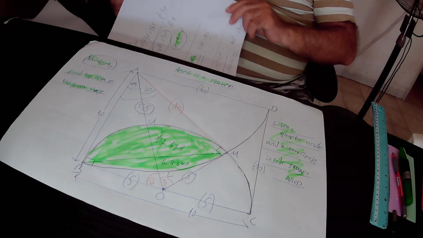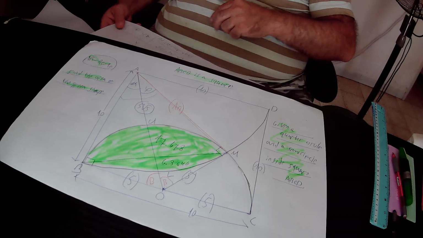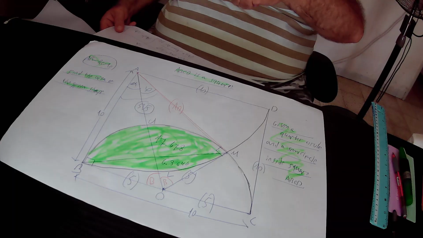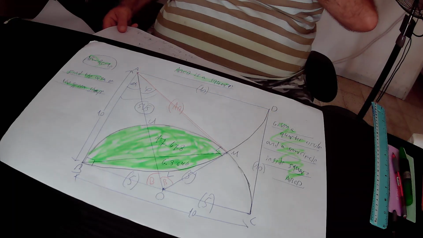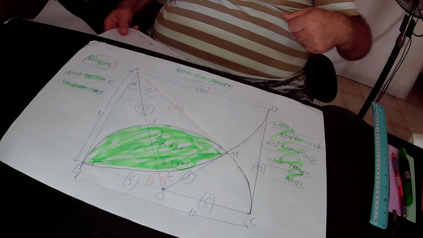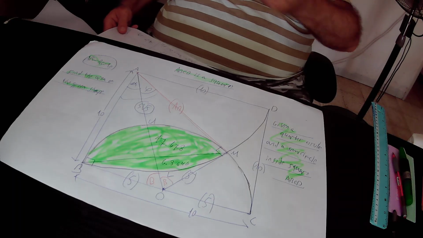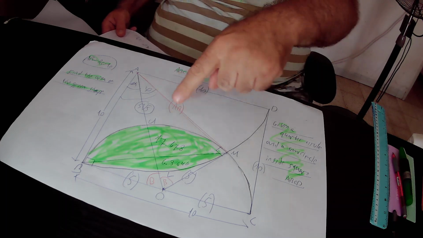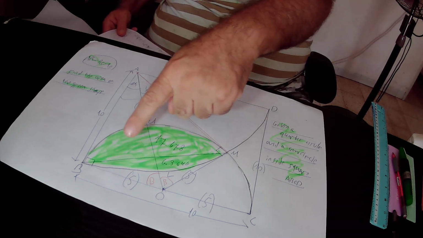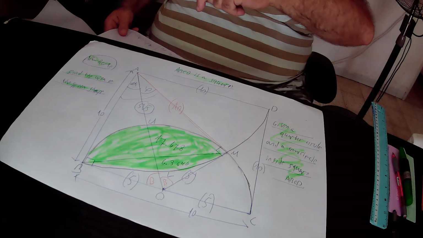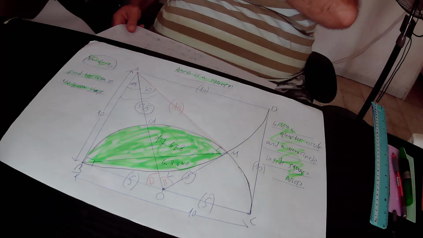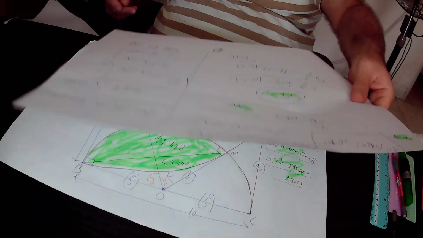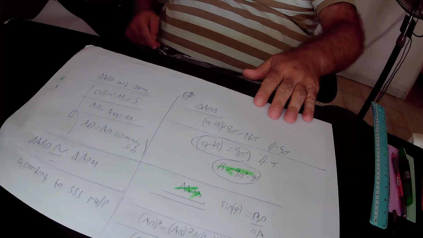So we have, in the right triangle AOB, the sum of the angles must be equal to 180 degrees, according to the rule that the sum of the angles in any triangle is equal to 180 degrees. So which angles do we have in the right triangle AOB? We have this angle alpha, this angle beta, and this angle is a right angle. So alpha plus beta plus 90 degrees must be equal to 180 degrees according to the rule that the sum of the angles in any triangle is equal to 180 degrees.